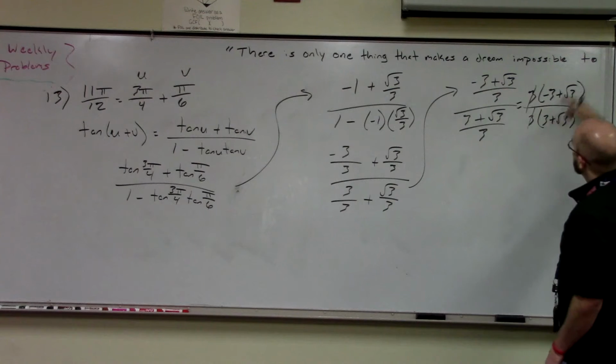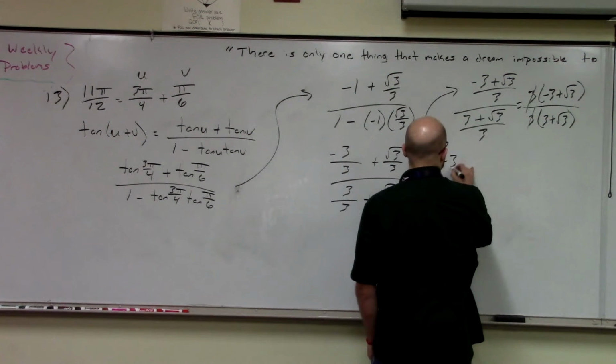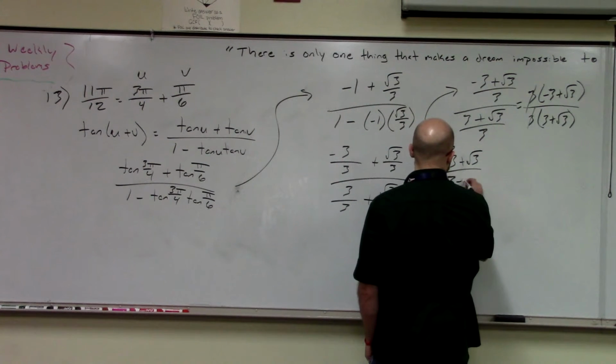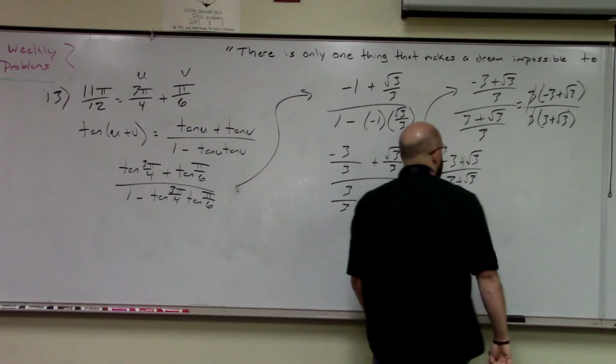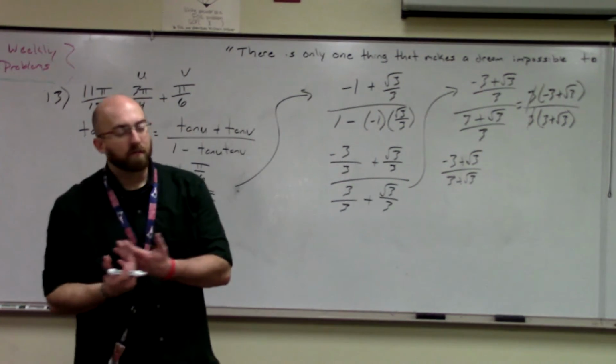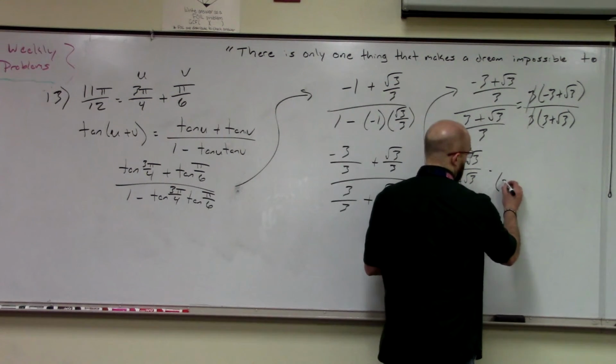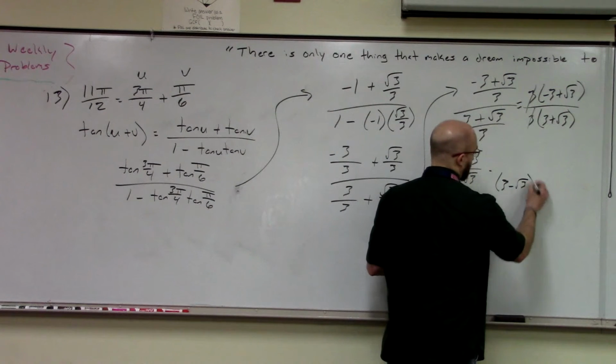The 3's cancel. This does not cancel because they're not the same thing. So we have -3 plus square root of 3 over 3 plus square root of 3. We don't like the square root of 3 on the bottom. We multiply by its perfect square factor. So we multiply top and bottom by 3 minus square root of 3.